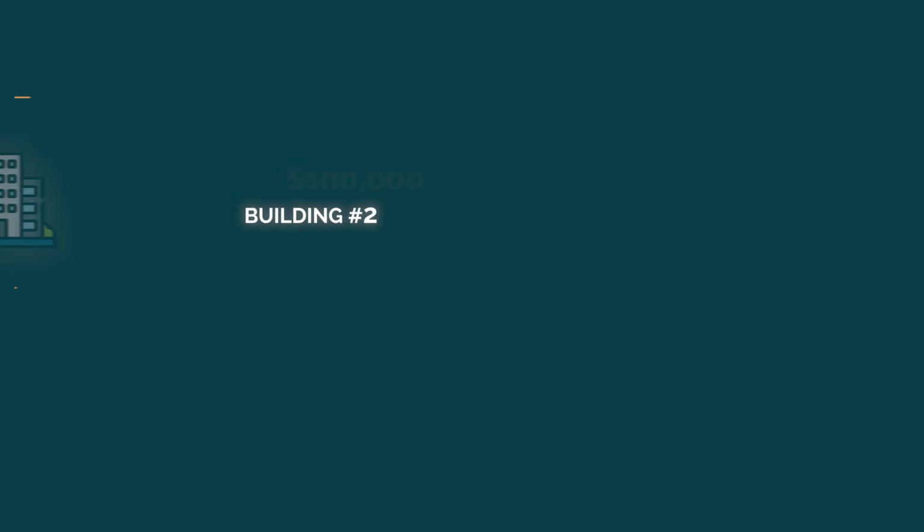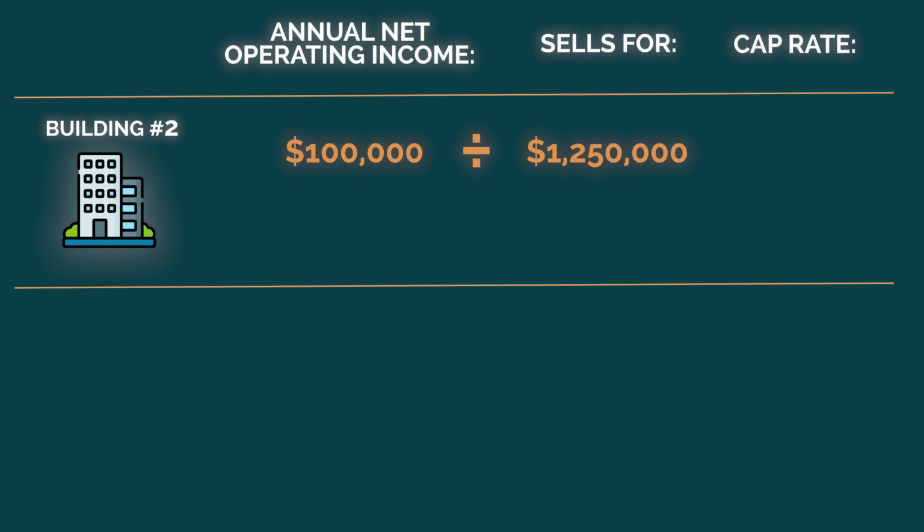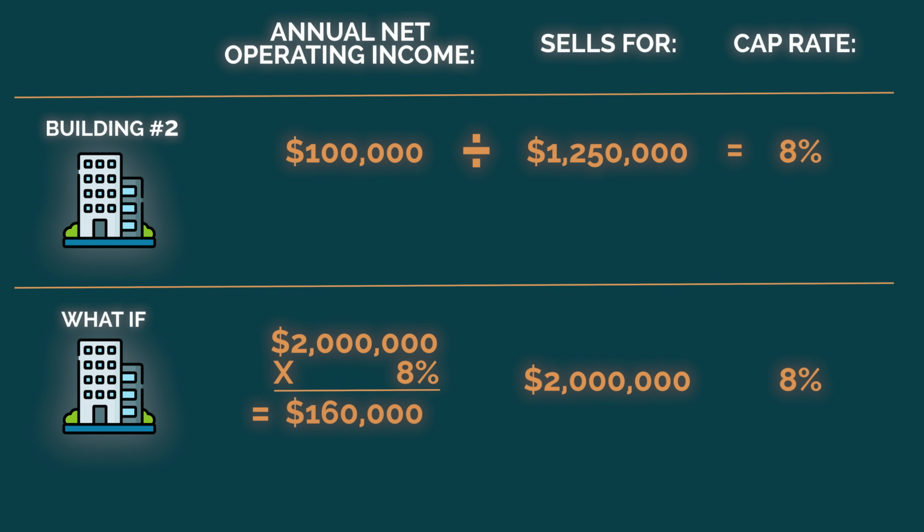Now let's quickly go back to our example where a building with $100,000 in NOI sold for $1.25 million. You took the $100,000 and you divided it by the $1.25 million sell price, and that equals an 8% cap rate. What if you see a property listed for $2 million at an 8% cap rate? How would you know what the NOI is? Very simple. You take the $2 million asking price and you multiply that $2 million by the 8% cap rate, and you know that the property has $160,000 in net operating income.